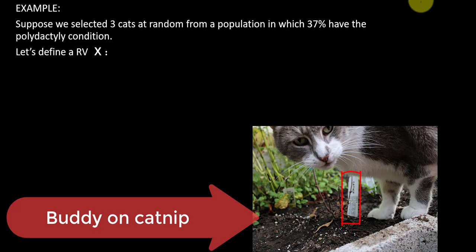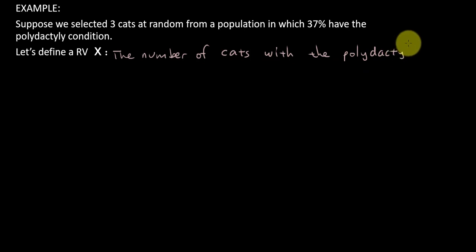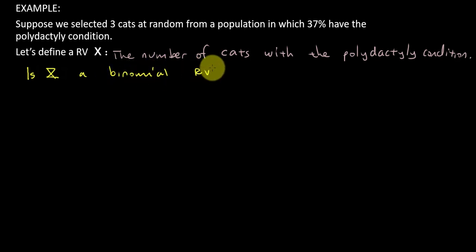So let's define the random variable. We'll use the letter x, and x will represent the number of cats with the polydactyly condition. And we should maybe verify that x is a binomial random variable. Is x a binomial random variable?